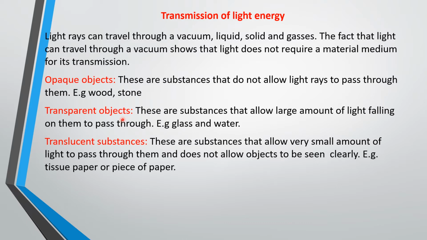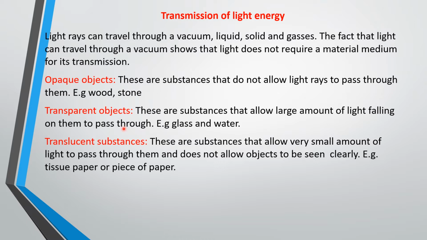These substances allow very small amount of light to pass through. Because they allow very small amount of light to pass through them, you cannot see objects through them very clearly. An example is a piece of paper, right? You know that a piece of white paper will allow light to pass through, but the object that is underneath, you will not see it very clearly.